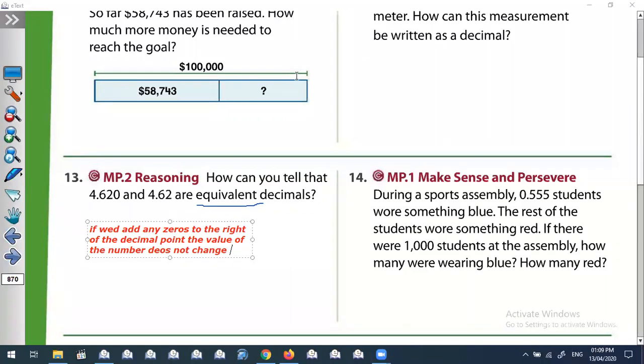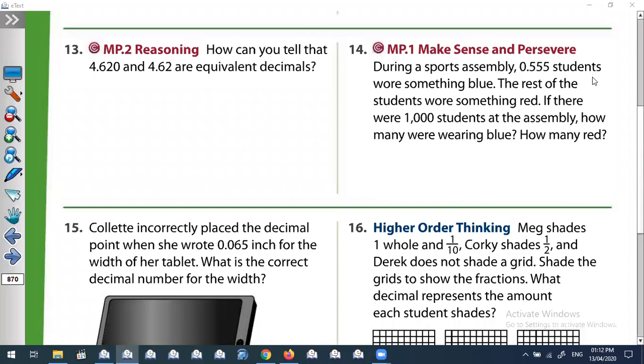The next exercise. Here, during a sport assembly, 0.555 thousand students wore something blue. The rest of students wore something red. If there were 1,000 students at assembly, how many were wearing blue? How many red? We have two colors, red and blue.